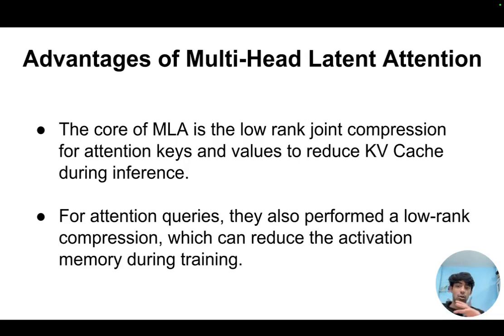Now, this whole advantage comes in two parts in the paper that they have mentioned in DeepSeek, right? The whole concept of low rank joint compression for attention key and value reduces the KV cache during inference. That is very obvious because you are already making the matrix small, right? And for attention queries during the training part, they have also performed a low rank compression. Okay, this can reduce the activation memory during training. So these are the two aspects, even during inference and during training. They are covering both the parts.